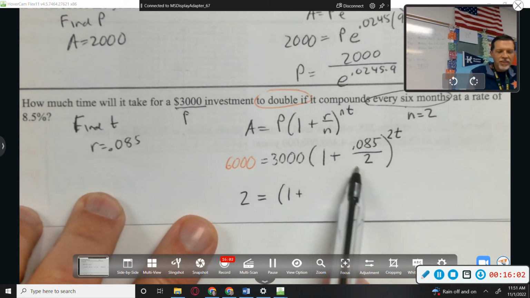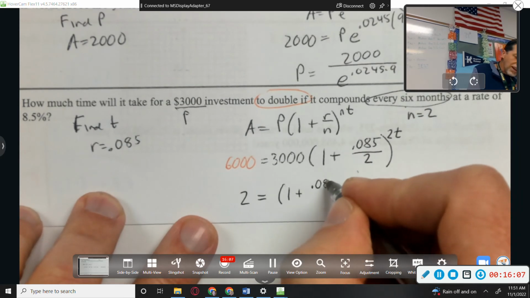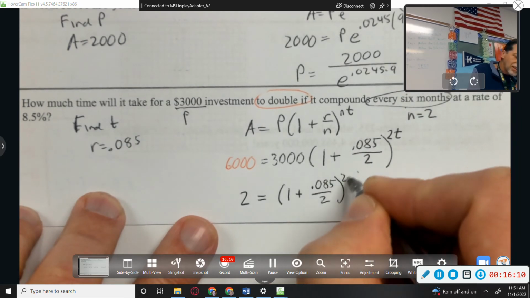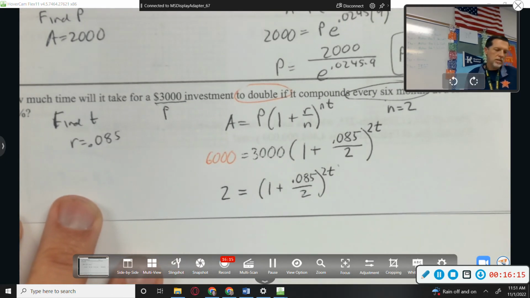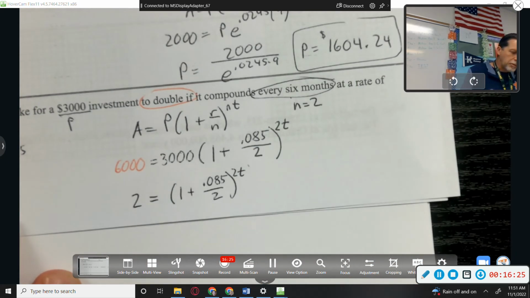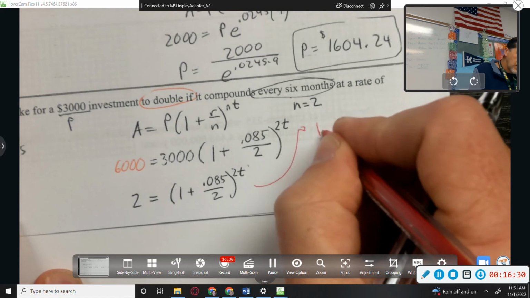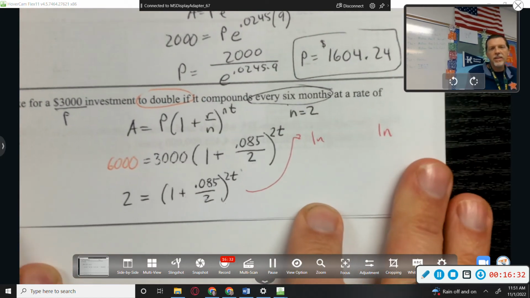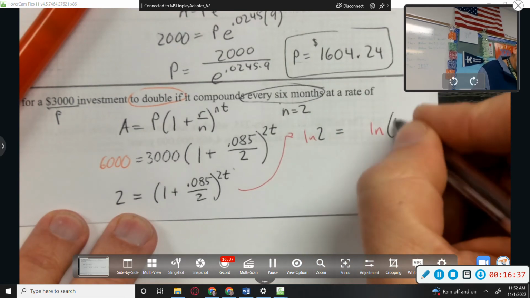Some people are going to put this in the calculator and then carry all of those decimals, which would be fine. I'm just going to keep writing it as this. All right, now what would you like to do? Yeah, now let's log both sides. Why would we do that? What benefit does that get us? Yeah, it gets the exponent down. So natural log 2 equals natural log of all of this mess.